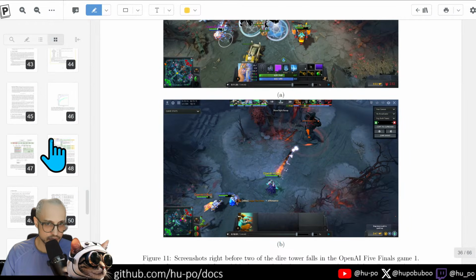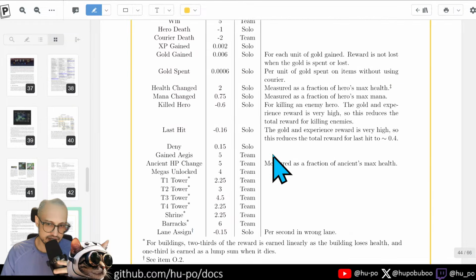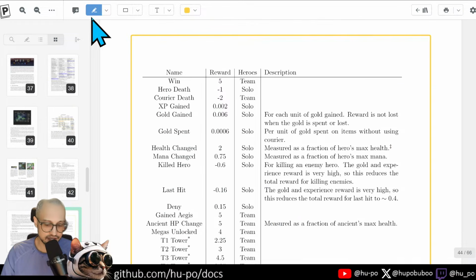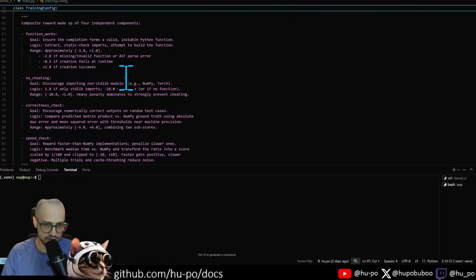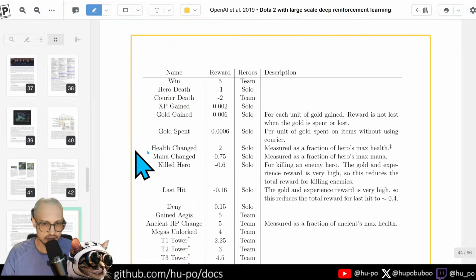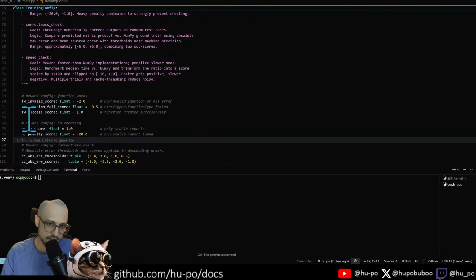But I want to scroll down to page 44 here. I think we're deep in the appendices. Look at this. This is effectively the same thing that we just looked at with this Unsloth multi-part reward function with these kind of arbitrary numbers. Here's the same exact thing for Dota 2. So if you win, you get 5 points. If you gain experience, you get 0.002 times that experience. If you gain gold, you gain 0.006 times the gold. So the same problem that we have here.